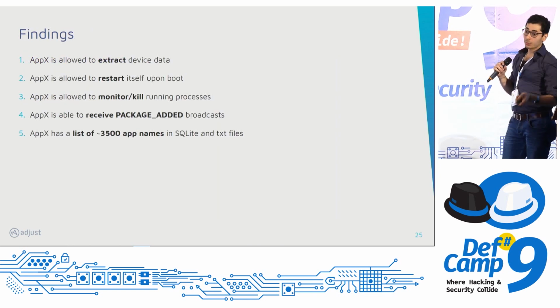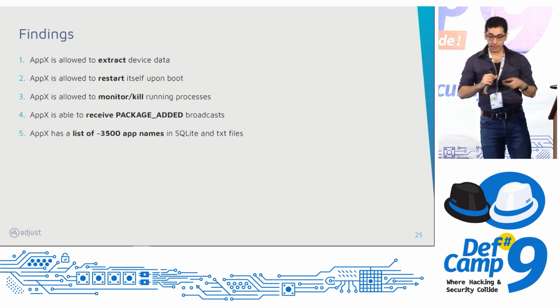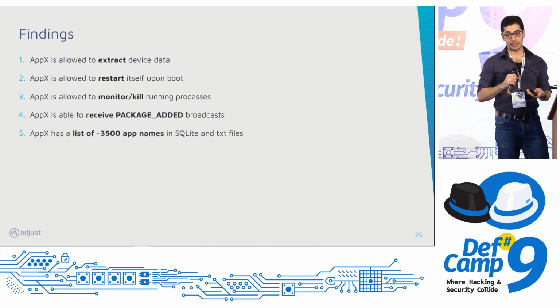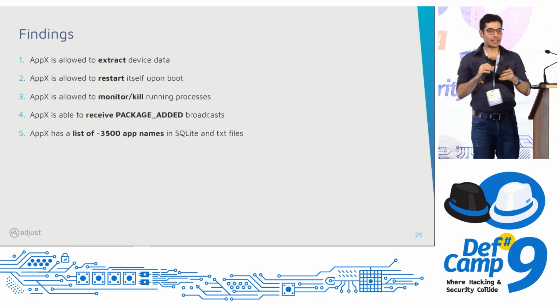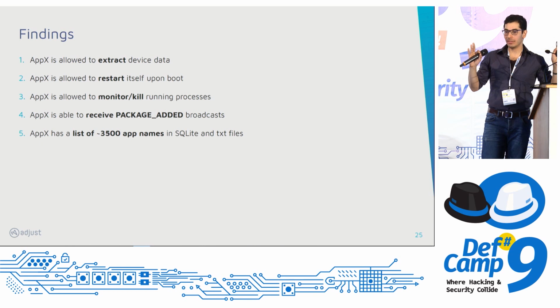Okay, so right now we're done with step one. We know that AppX is capable of extracting device data, restarting itself upon boot, monitoring and killing other processes, and it has a huge list of app names that it shouldn't have anything to do with.